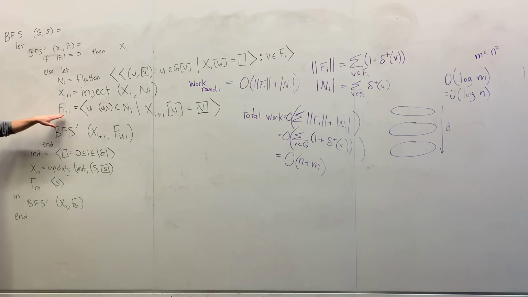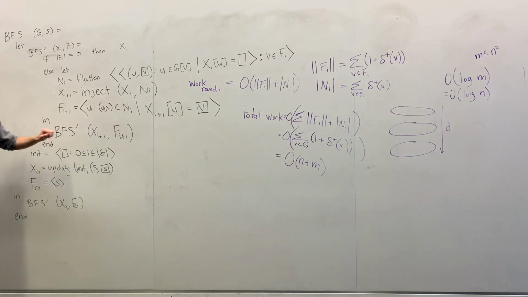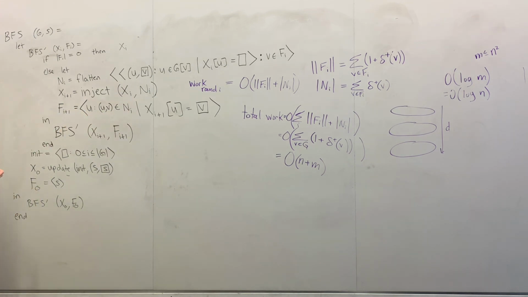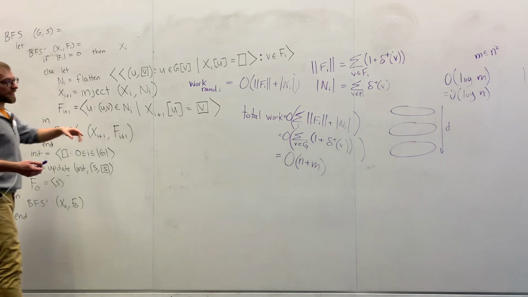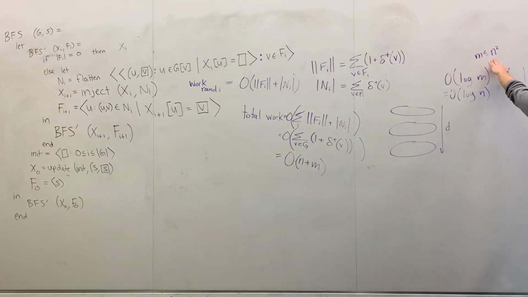Finally, to build the next frontier, this is just going to be a filter and a map over ni. So once again, we're going to see a log m in the span for the same reason. The filter pays logarithmic, and the size that we're dealing with here is up to size m. So the span for one round asymptotically is log m. And once again, we can write that as log n, based on this reasoning that m can't be larger than n squared.